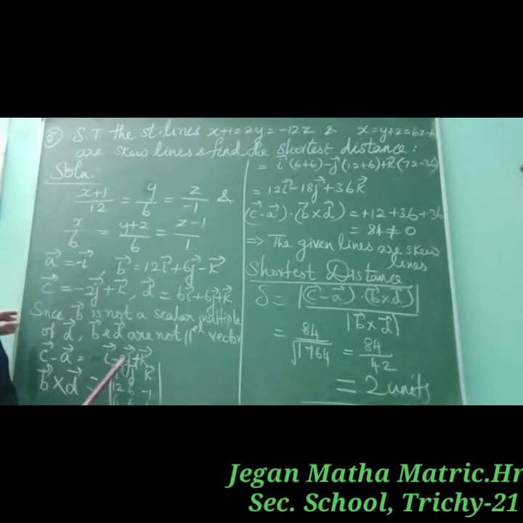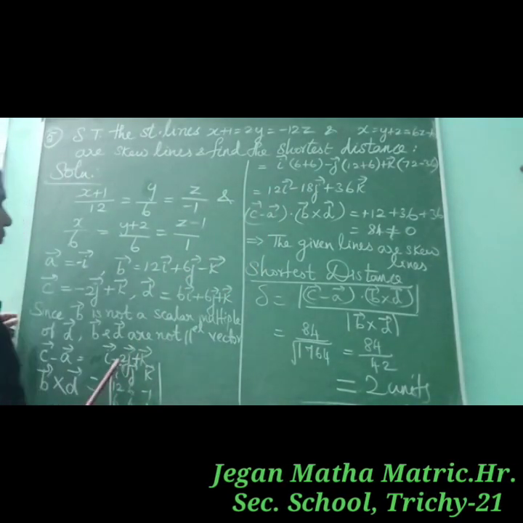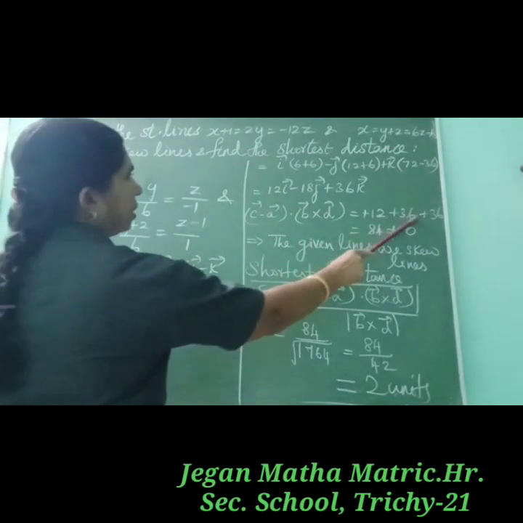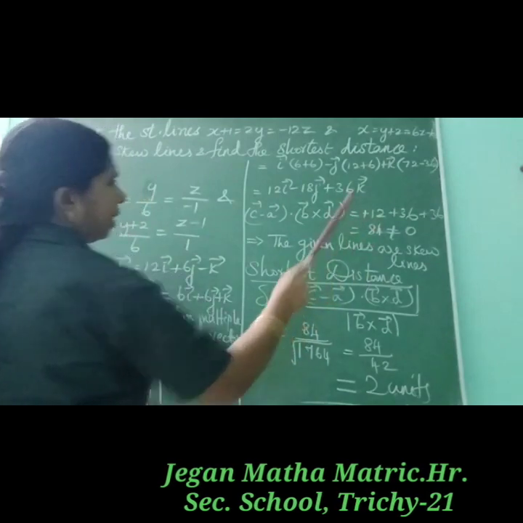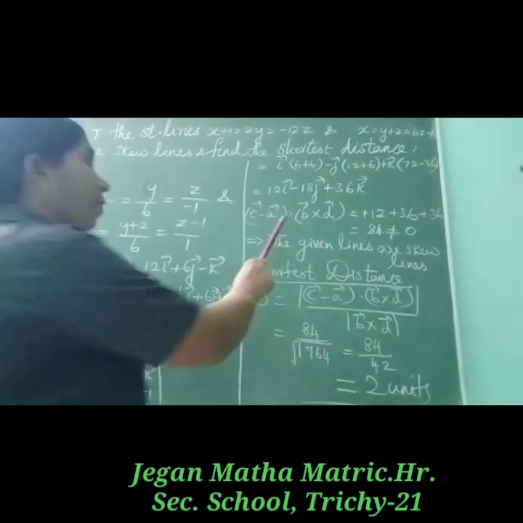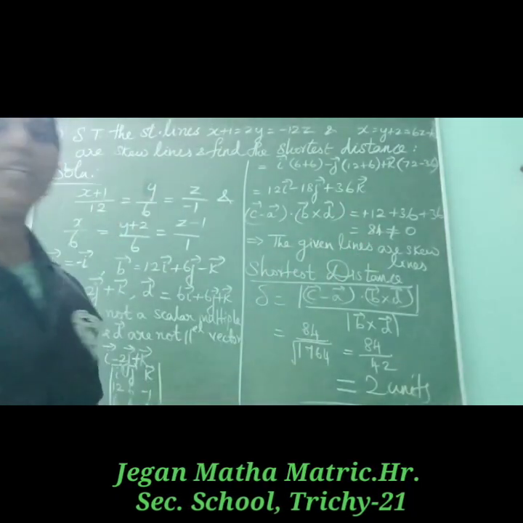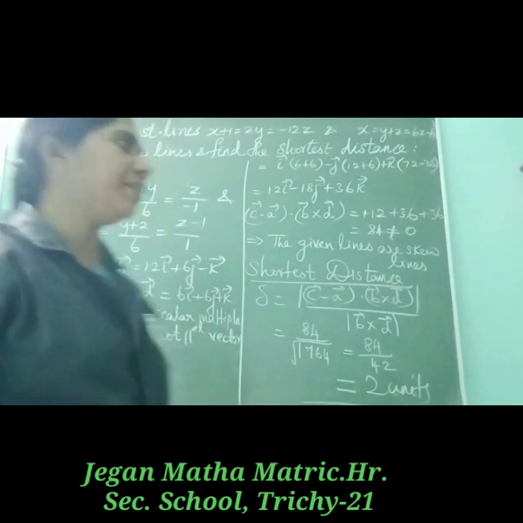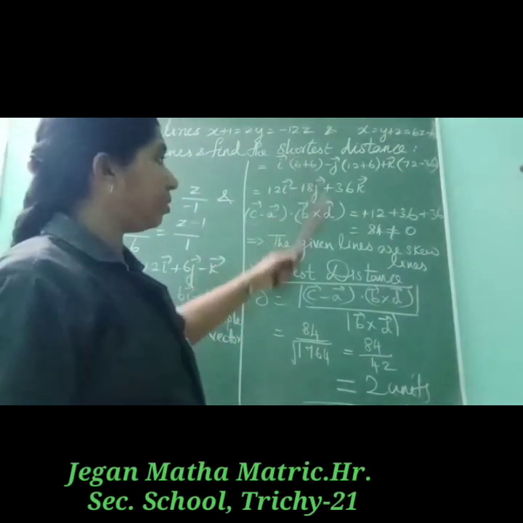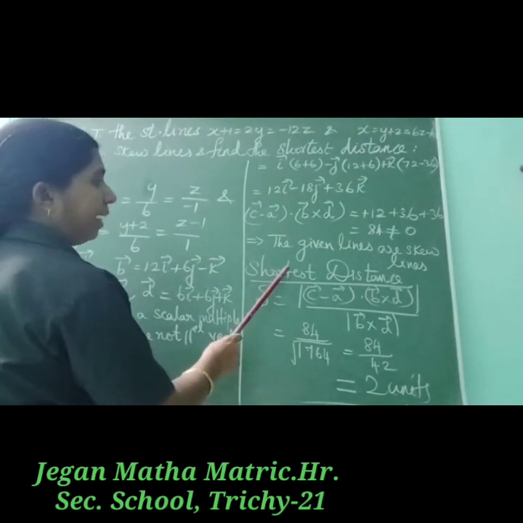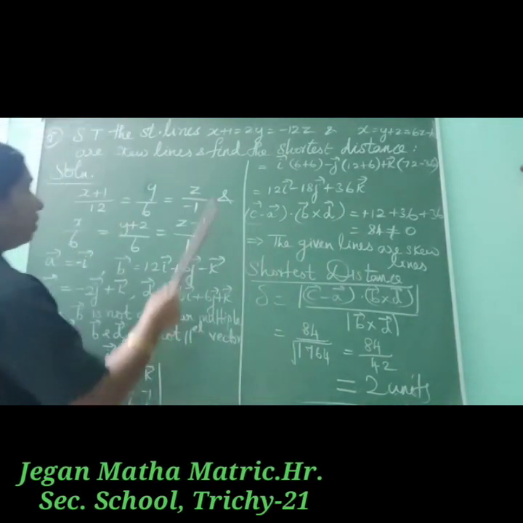12 into 1, minus 18 into minus 2, 36 into 1. So 12 plus 36 plus 36 is equal to 84. That is not equal to 0. If the dot product is not equal to 0, then you can say the two given lines are skew lines. After proving the two lines are skew lines, we have to find out the shortest distance between these two lines.